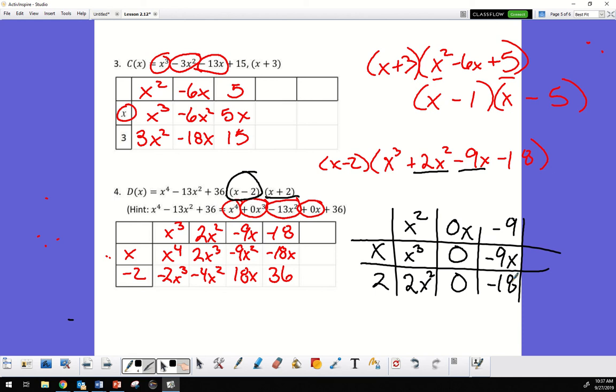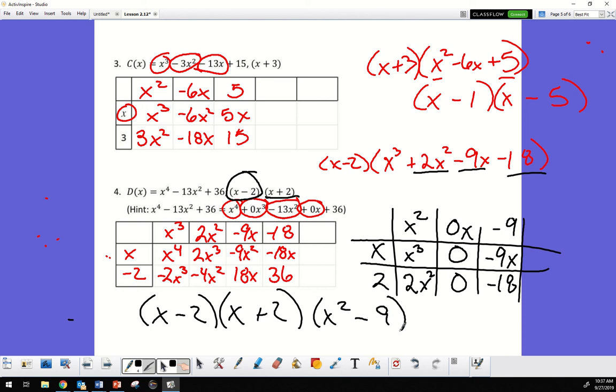What about that negative 18? Isn't that always my last term? Yes. Kind of like how my first term just goes straight there, my last term does the same thing because I'm always using the diagonals. So what are the complete factors of this? X plus 2, x minus 2. That's my first one, because I did that one first. Minus 2, x plus 2. What's the next one? Minus 9.